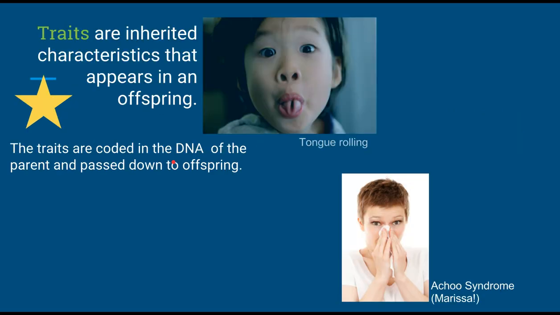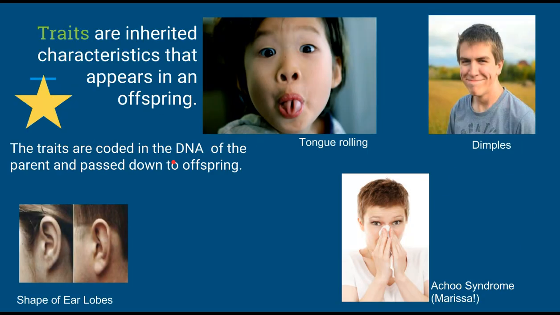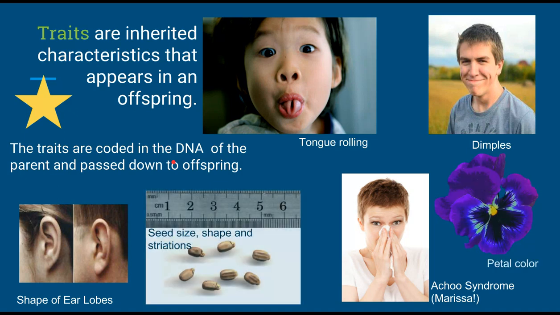And here we talk about a few more traits, some kind of crazy ones. But these are examples of traits: the size of a seed, the shape of a seed. Do they have striations? Do you remember in our Botanis Curious lab where we looked at the shape and the size of the seeds, as well as the shape and the color of petals to see if things were genetically related? You have dimples, all kinds of things. These are all traits that are coded for in your DNA, and they are passed from parent to offspring.